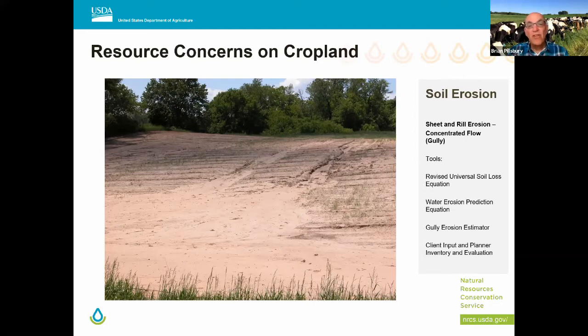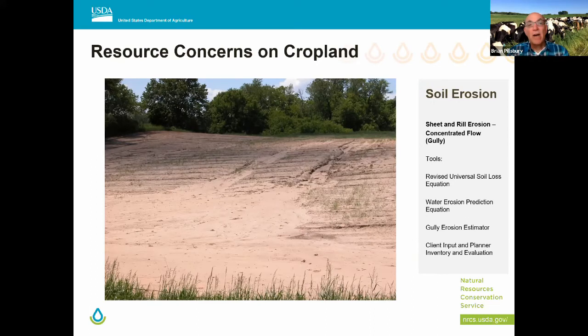We have tools to determine the severity of the cropland erosion. We have tools such as the Revised Universal Soil Loss Equation or the Water Erosion Prediction Project, gully erosion equation, and stream bank erosion type things.